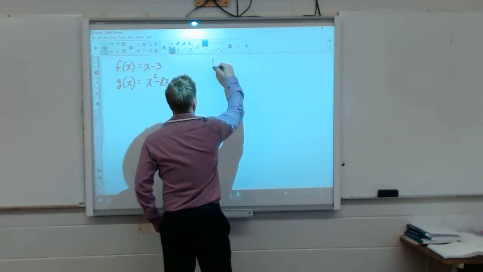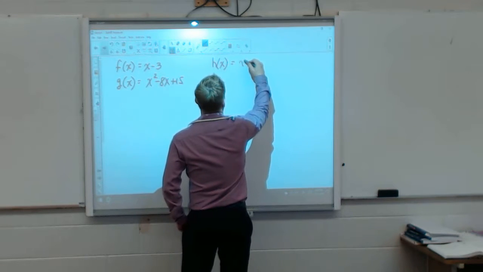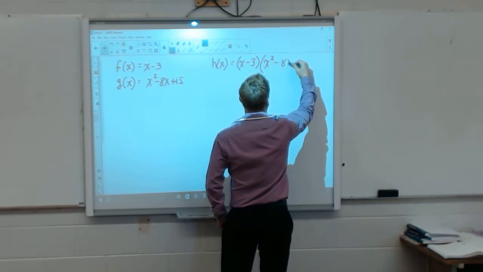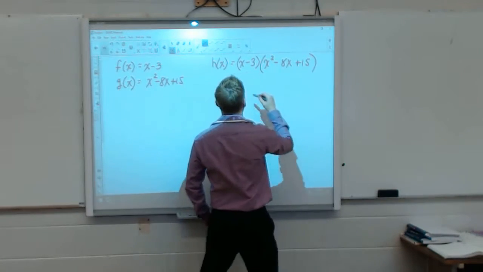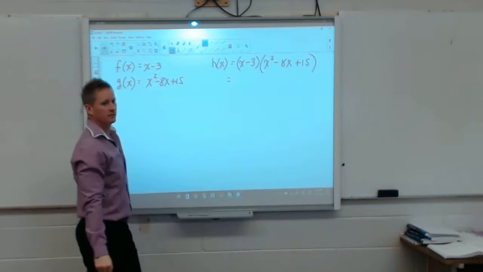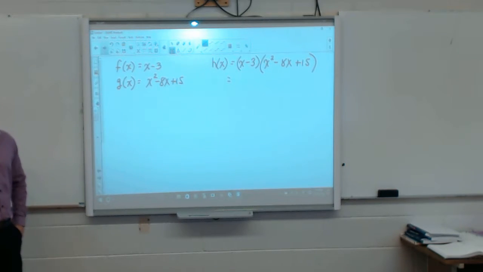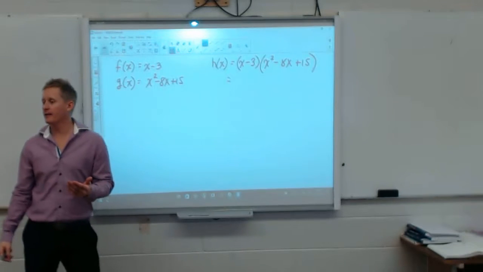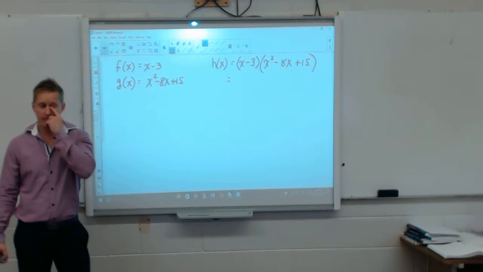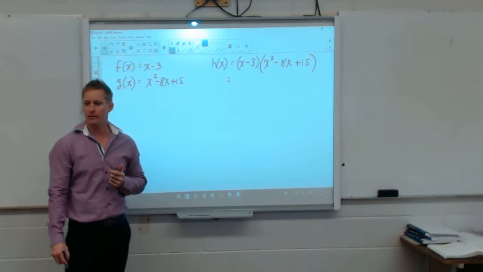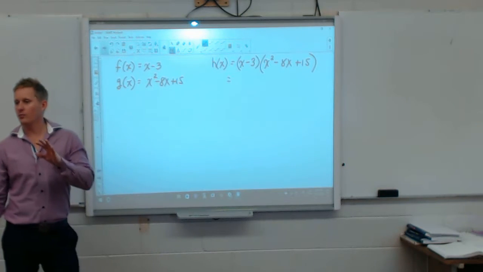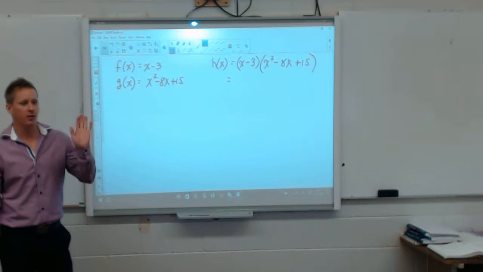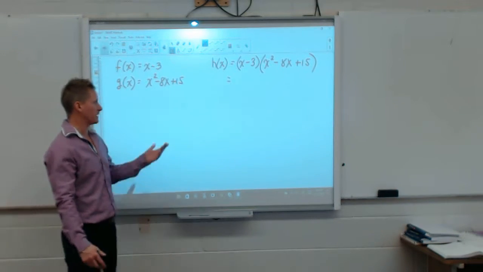Okay, we want h of x, which is x minus 3 times x squared minus 8x plus 15. What kind of graph am I going to get out of this? Cubic, that's right. So again, grade 11 skill here, we need to multiply a binomial by a trinomial. We can stack them, or we can just multiply each value through and then collect the terms. So that's what we'll do.